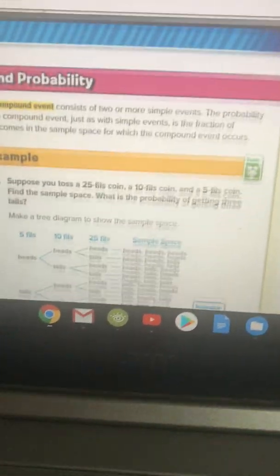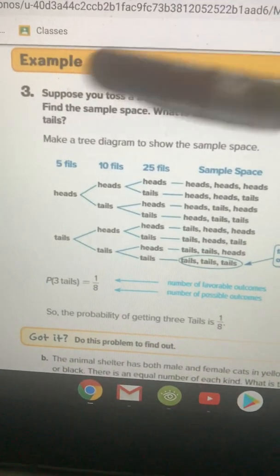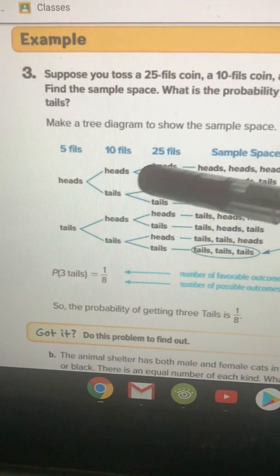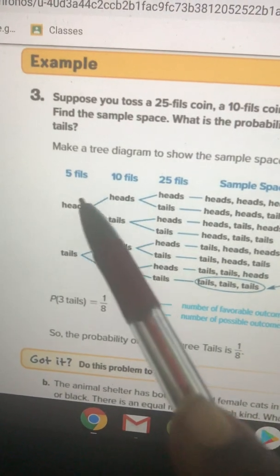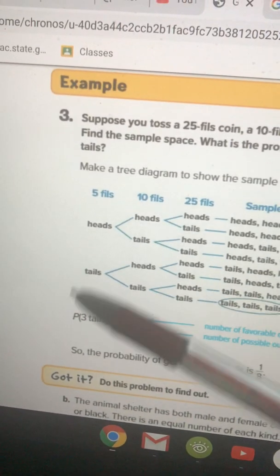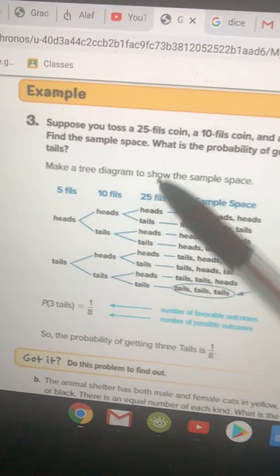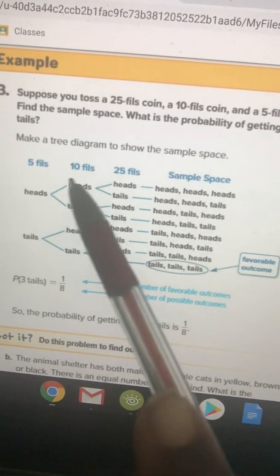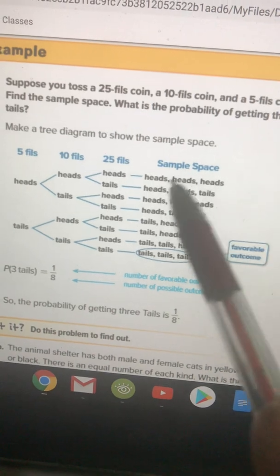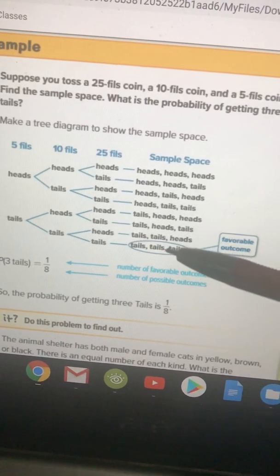And you can look at the example that they have over here in the book. You have 3 coins, you have a 5 fils coin, a 10 fils coin, and a 25 fils coin. So you can only get heads or tails on a coin. So if you do the first one, there is your sample space. Head, head, head. Or this one can be head, head, tails, like that. You do all of them.